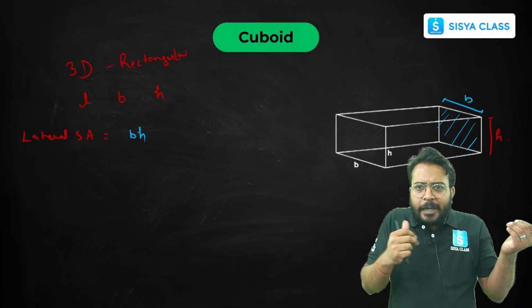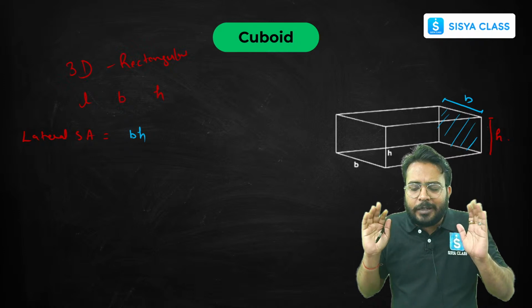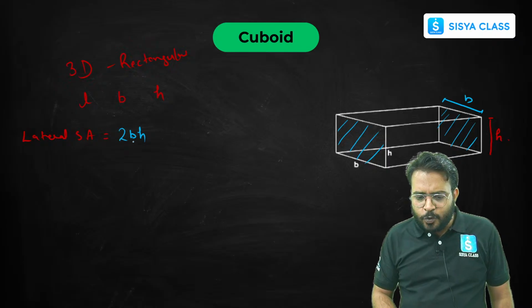The right side area and the left side area are both the same. So this side area is also going to be the same. That means we can write it as 2bh.